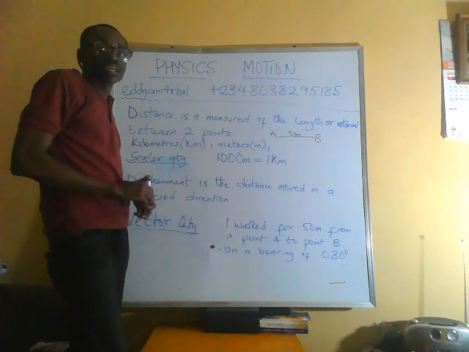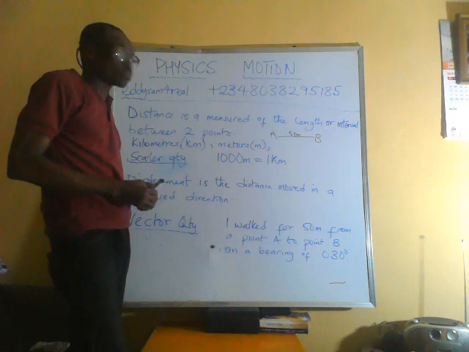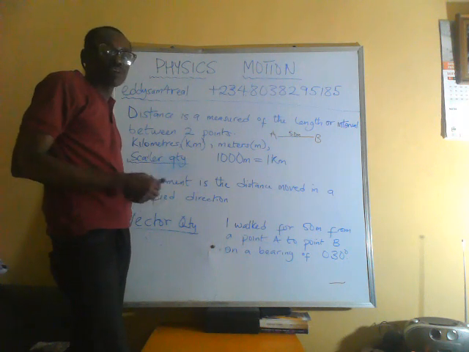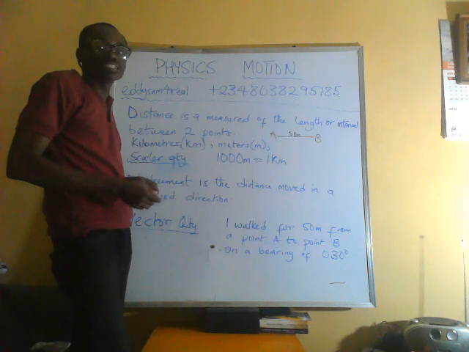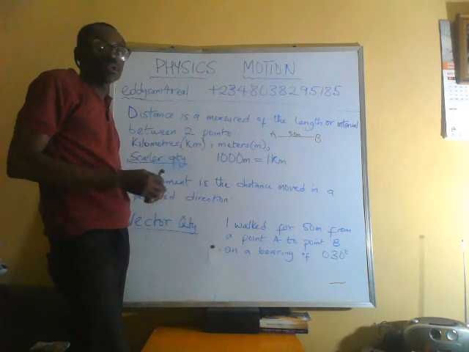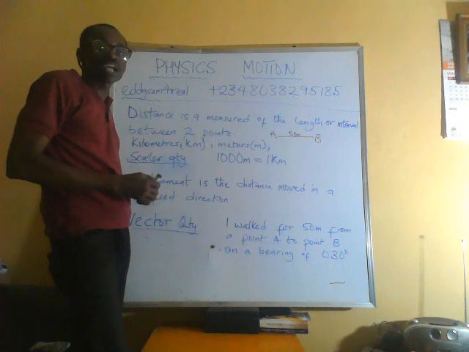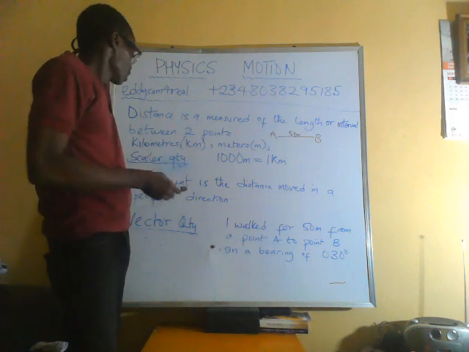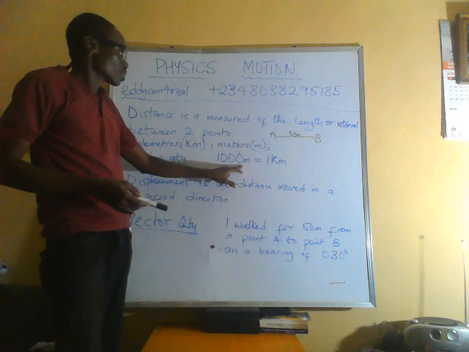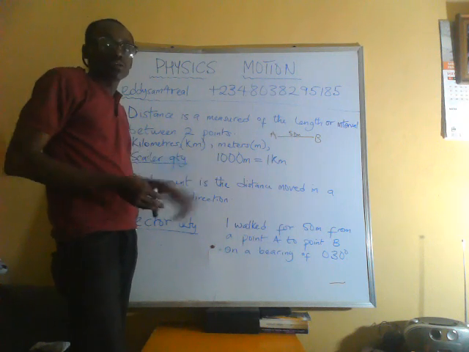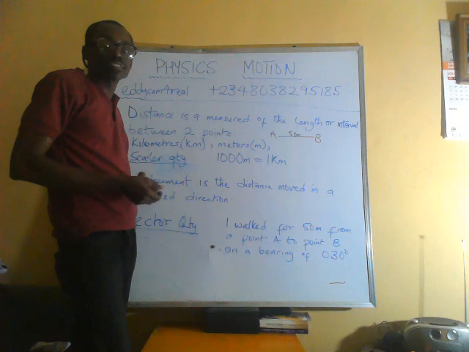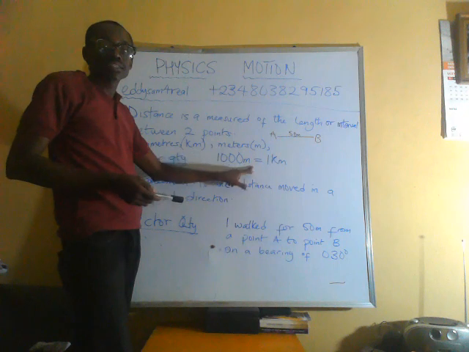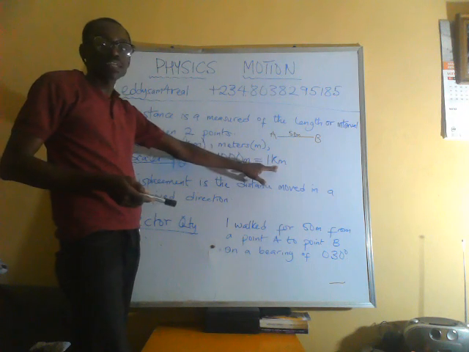And distance, being a quantity, can be measured in various units. We have miles, feet, inches, meters, kilometers. But the SI unit of measuring distance is meters, which the symbol is m. Now, one common unit in which we work distance problems are kilometers and meters. 1,000 meters makes 1 kilometer.